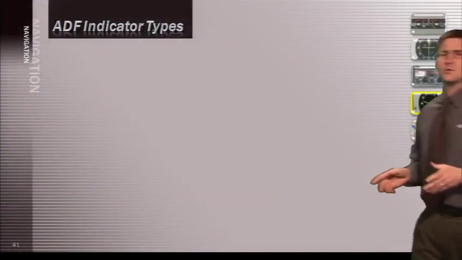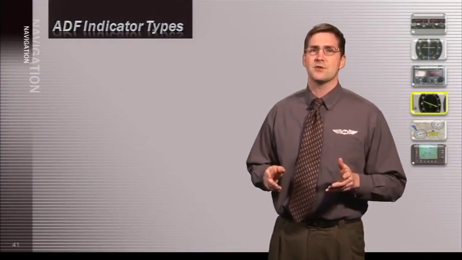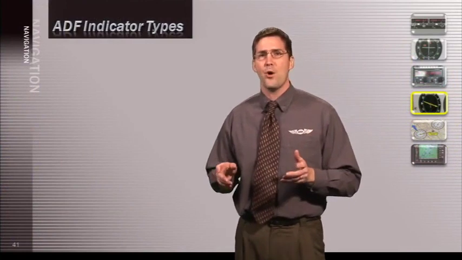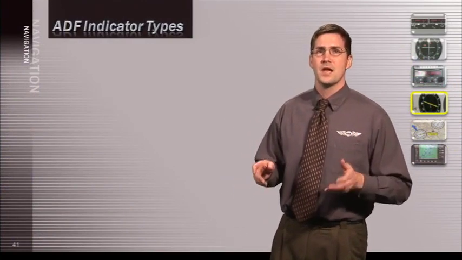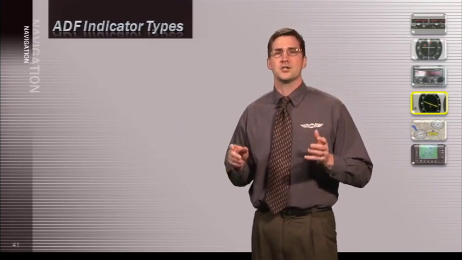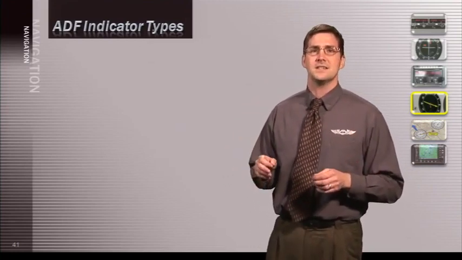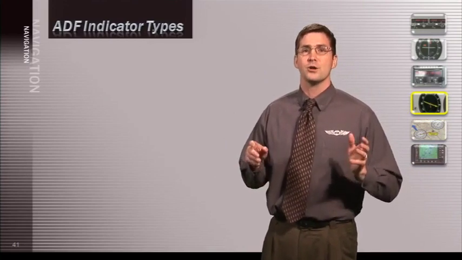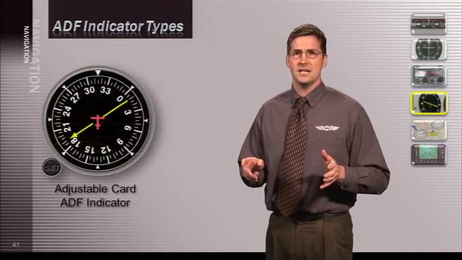The ADF may be used to home or track to a station. Homing is flying the aircraft on any heading required to keep the azimuth needle pointing directly in front of the aircraft until the station is reached. Tracking involves following a straight geographic path by establishing a heading that will maintain the desired track over the ground regardless of wind effect.